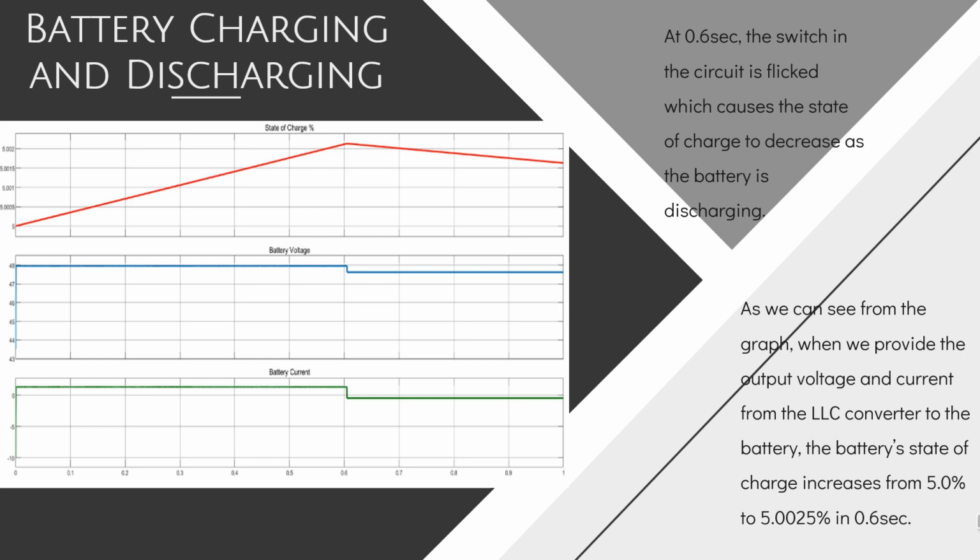Moving on to the battery voltage, we can see that the battery is maintaining a constant 48 volts, but when we turn off the switch, it's maintaining around 47.6 volts. And moving on to the battery current, we can see that the battery current is maintaining at 1.32 amperes, but when we turn off the switch, it becomes around minus 0.3 amperes. So the battery is starting to discharge because of the discharging resistor.